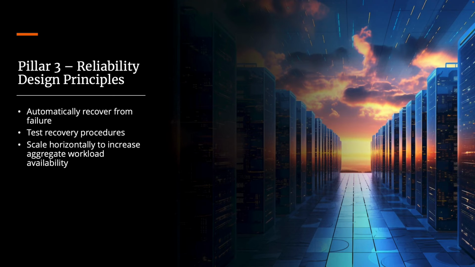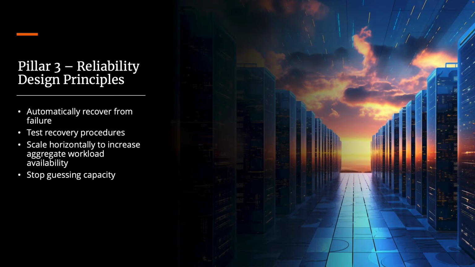You also want to scale horizontally to increase the aggregate workload availability, and this is critical. This ensures that you replace a large resource with multiple smaller resources to reduce the impact of that single point of failure issue that we often experience in traditional on-premise environments.